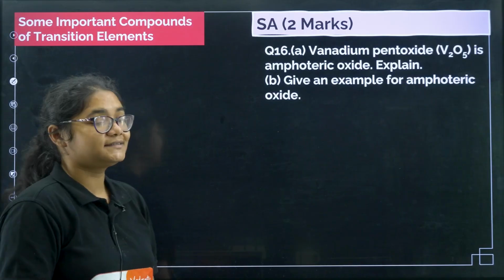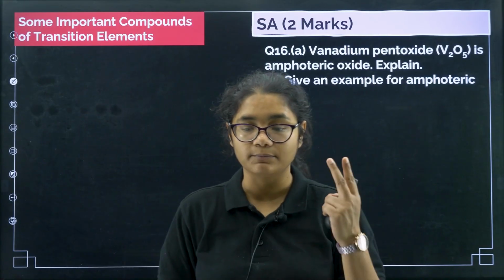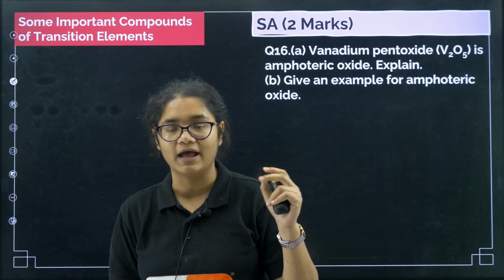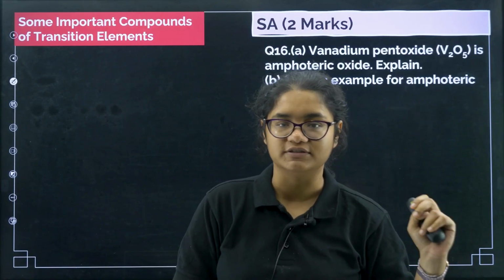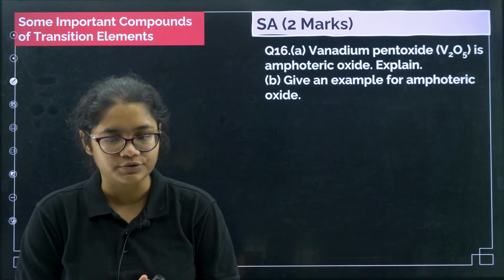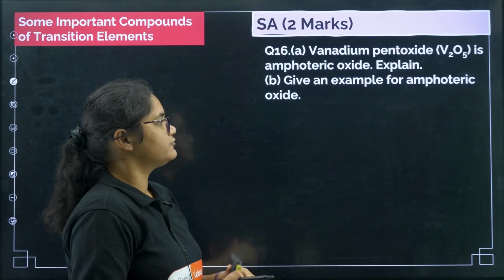Next we'll go to some important compounds. Here you have 2 important compounds, KMnO4 and K2Cr2O7. Their preparations you should remember definitely. So let us see the first question.